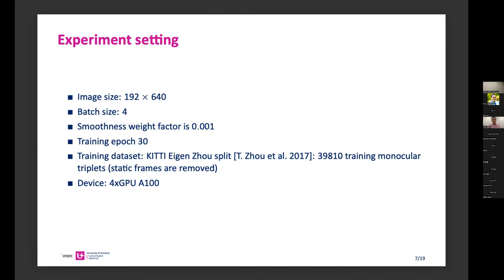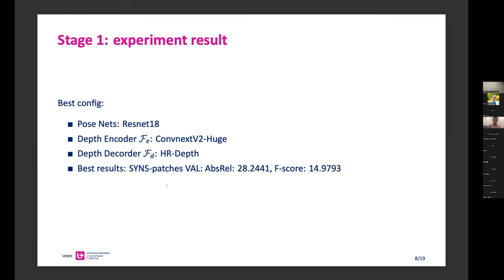For experiments, we use image sizes of 192 by 640 and a batch size of 4, and the smoothness loss factor is 0.001, over 30 epochs. We use the Eigen Zhou split. We consider more than 40 training monocular clips, with the static frames removed for training. And we train our experiments on an A100 server. We found that the best performance comes from the ResNet 18 depth encoder combined with the architecture that converges best in the depth decoder.